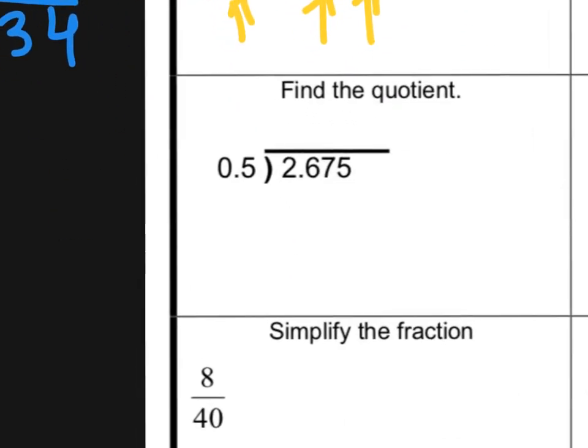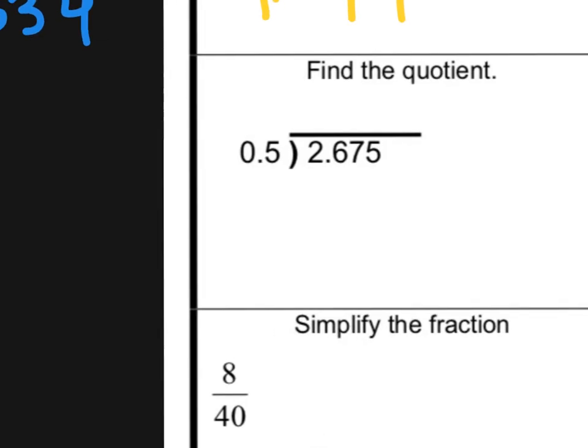For the third one, it says find the quotient. The first thing we need to do is make the decimal on the outside, that's called your divisor, into a whole number. So you need to move over to the right once. Because you did that on the outside, you must do the same thing inside. So therefore, our math problem changes slightly to look like this. At this point, we just do regular division.